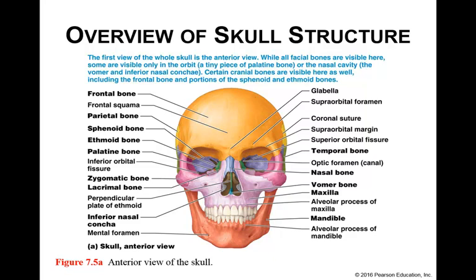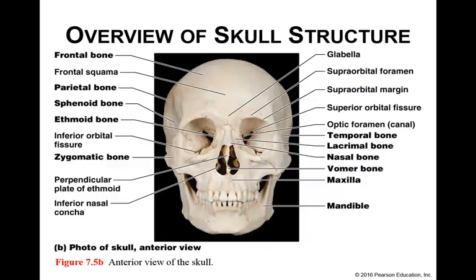You can see all the facial bones here. Some of them are only visible in the orbit or in the nasal cavity, like your vomer, and also a piece of your palatine bone can only be seen there, as well as your inferior nasal concha. And there are certain cranial bones that are also visible here. You can see the frontal really well there, okay? And this is the non-color version, which is what's in your lab book.